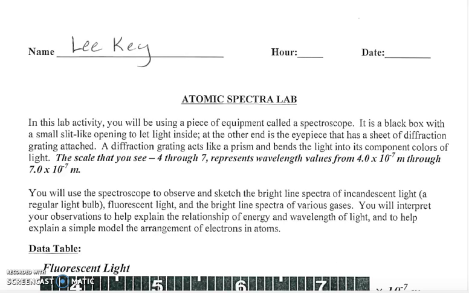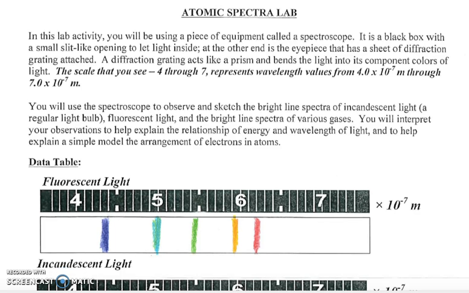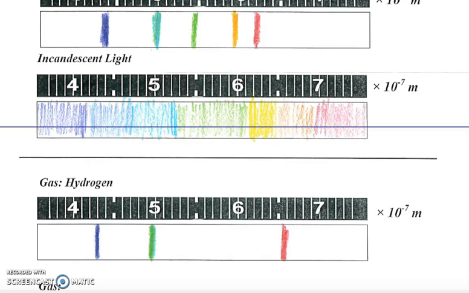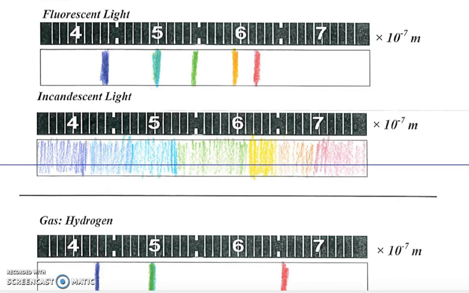This video lecture is meant to give you a good start on the post-lab of the Atomic Spectra Lab. You would have spent some time in class recording the data, using a spectroscope to look at fluorescent light, an incandescent light, and at least hydrogen gas. All right, and so this is sort of what the data should look like.